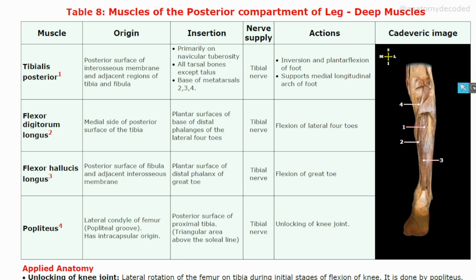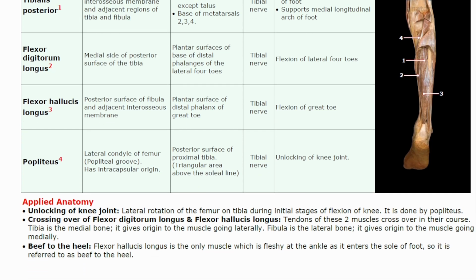Then the next muscle mentioned is popliteus, arising from the lateral condyle of the femur. There is a groove called the popliteal groove and it has an intracapsular origin, a muscle arising inside the capsule of the knee joint. There is one muscle in the upper limb which has an intracapsular origin. Which muscle is that? Yes, it's the long head of the biceps brachii.